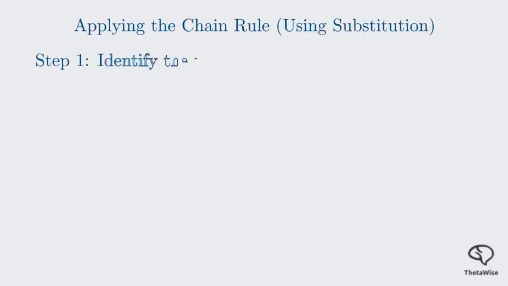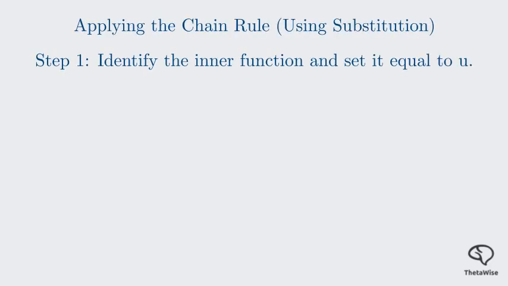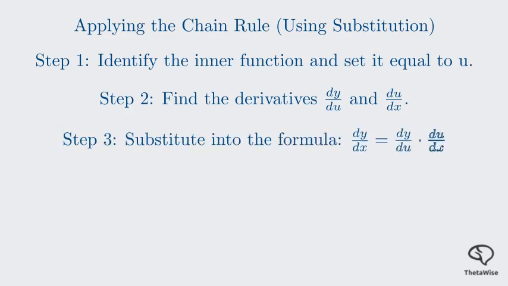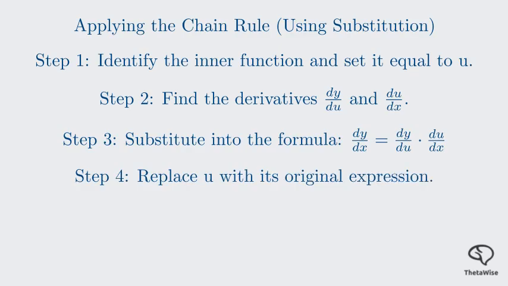Let's formalize the step-by-step process using a method called u substitution. This method breaks the problem down into manageable parts. Step 1 is to identify the inner function and set it equal to u. Step 2 is to find the derivative of the outer function, dy/du, and the derivative of the inner function, du/dx. Step 3 is to combine them using the chain rule formula. And finally, step 4, you replace u with its original expression in terms of x. This is crucial because our final answer must be in terms of x.